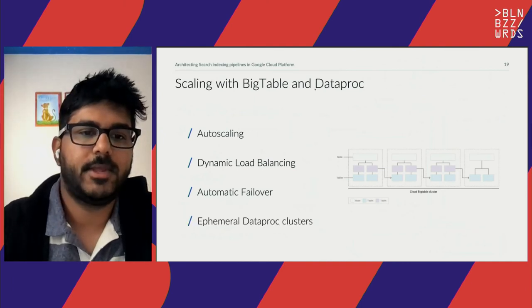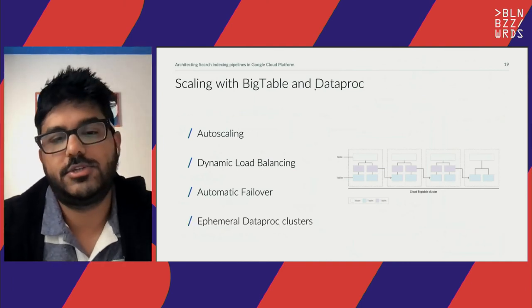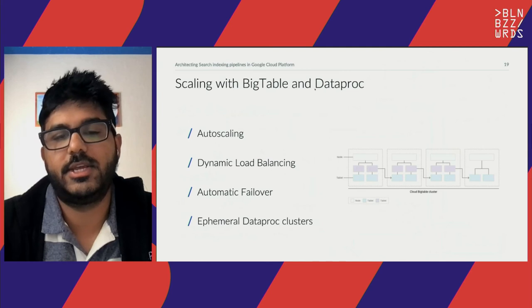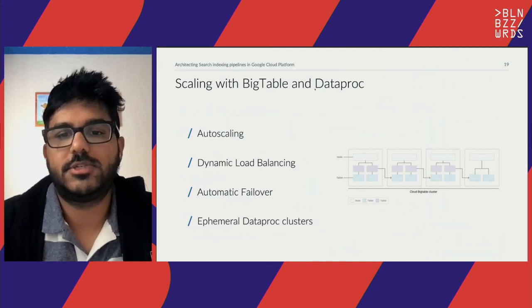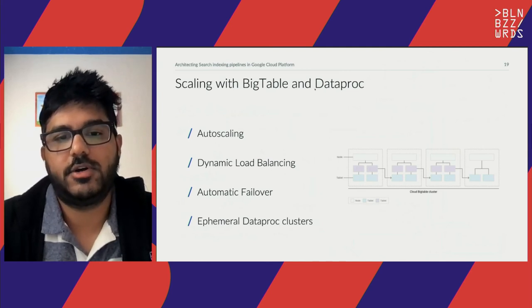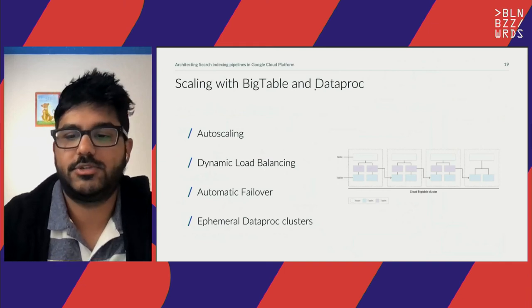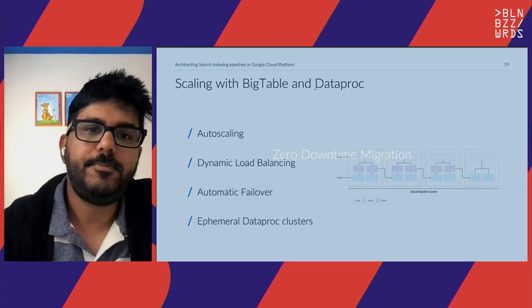DR events. And lastly, the Dataproc clusters are ephemeral, which means that we only need to create the cluster and run it while the job is running and then tear down the cluster. This enables us to save a lot of cost compared to running an expensive HBase cluster all the time.